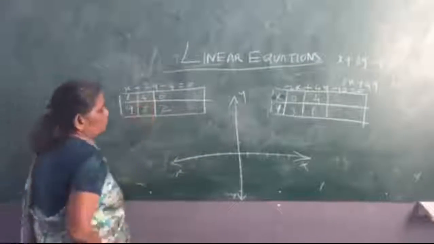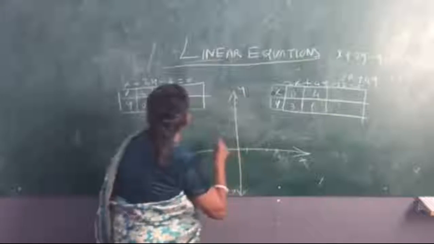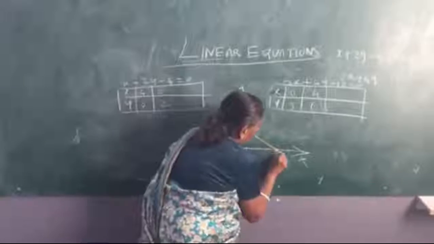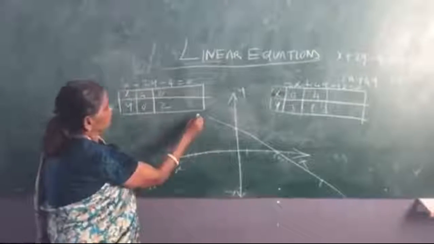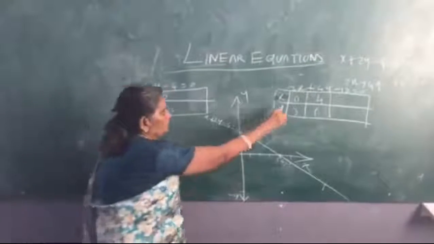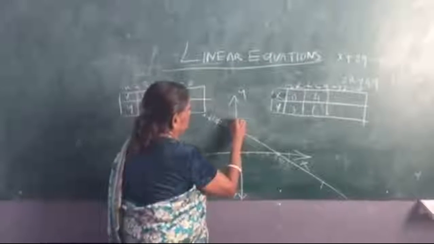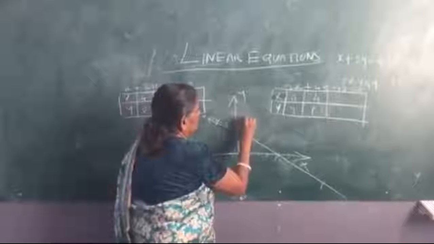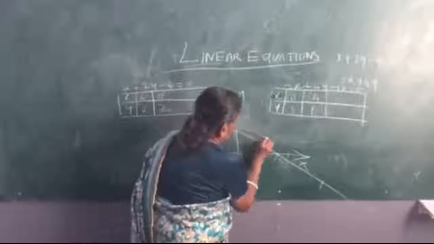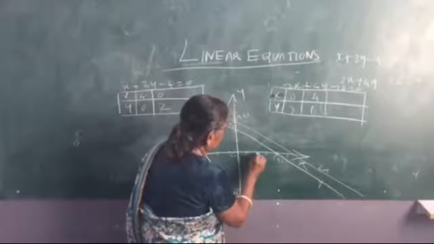Now, first we will trace this. 4, 0. 1, 2, 3, 4. 4, 0. 0, 2. 0, 1, 2. So, if you join and produce, this is going to give you the line x plus 2y minus 4 equals 0. Now, 0, 3. 1, 2, 3. 4, 1. 1, 2, 3, 4, 1. So, if you draw, this is going to give you a line.